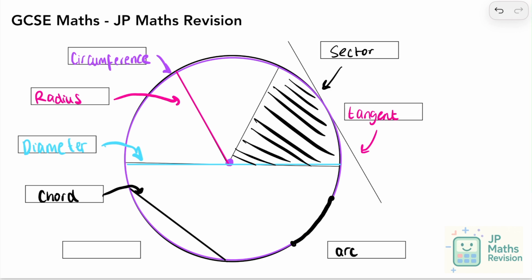And the final thing I haven't yet labelled is something called a segment. So a segment is a region of a circle formed by a chord and the arc it cuts off. So unlike a sector, which is made from 2 radii and an arc, a segment is made from a chord and an arc. So this thing here is called a segment.